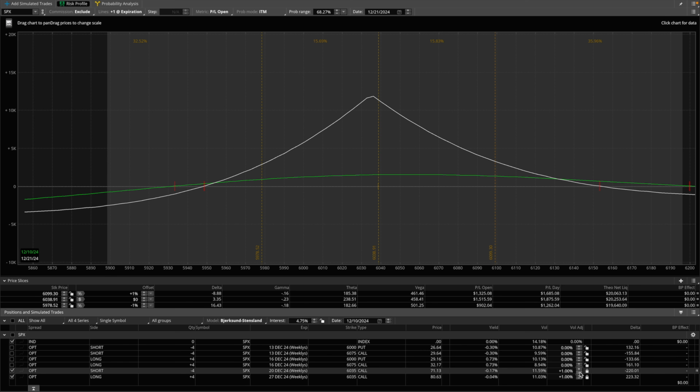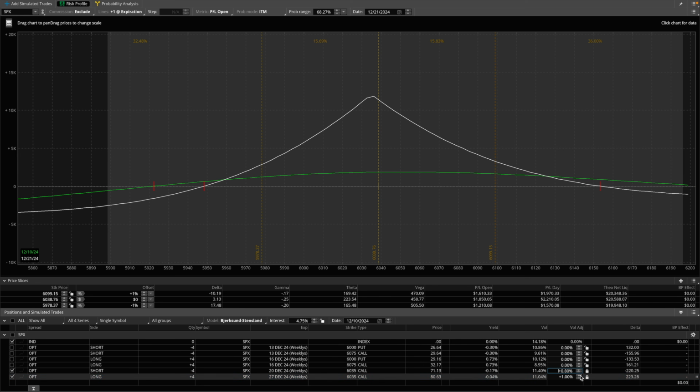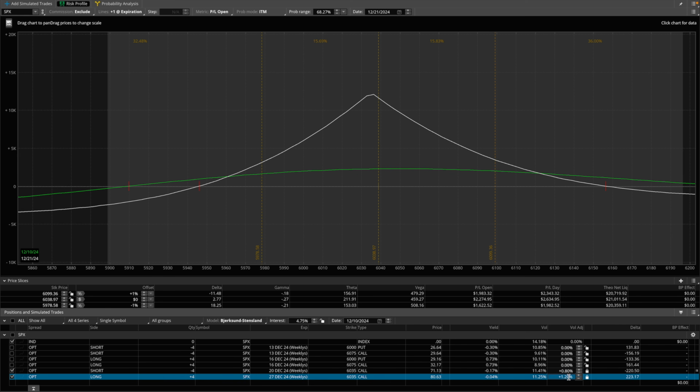If the implied volatility was to decrease for our front month while the back month increased at a higher rate than the front month, then you guys can see that can do wonders for a risk profile. However, that scenario is highly unlikely.